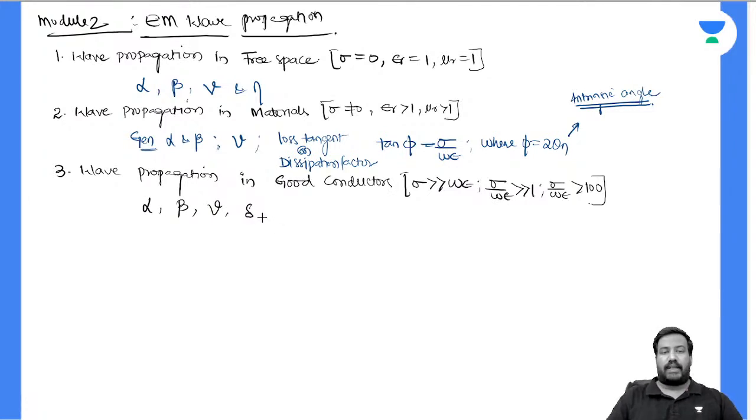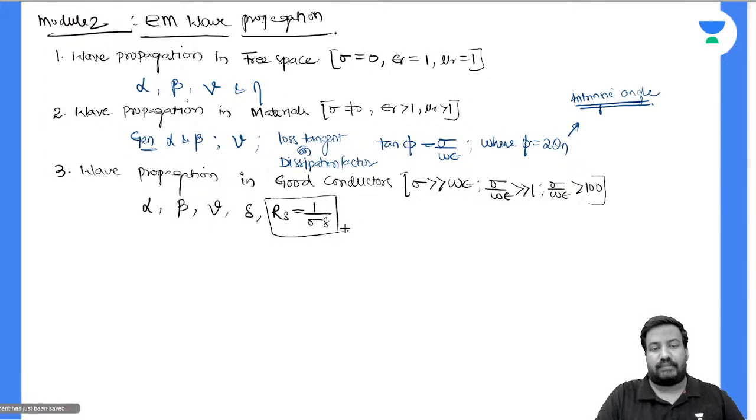Alpha, beta, velocity, delta, surface resistance Rs. This is derived as 1 by sigma delta, and eta.